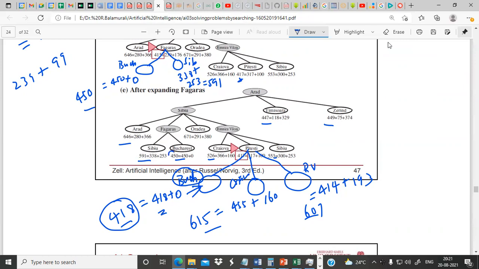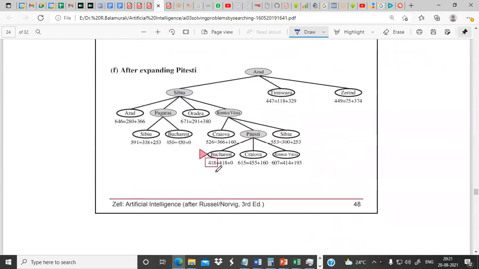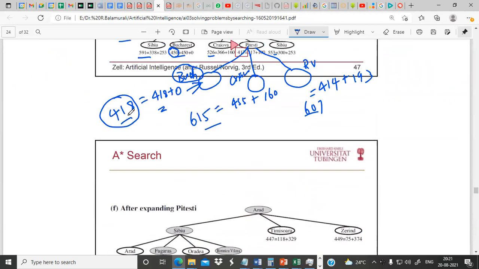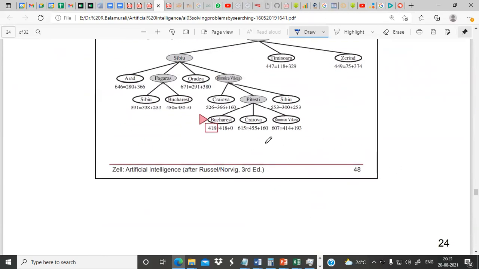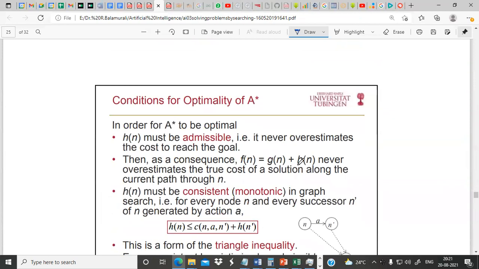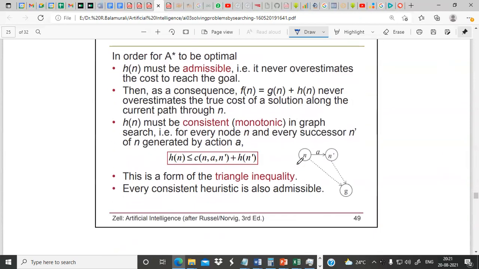Okay, because this cost, you see, it is 450. But this cost was explored at first, whereas this cost is only 418. Okay. So this is how this algorithm works, and this is the last step. So what we got value here, it is correct, 418, 615, and 607, right? Okay. So this is the basic idea of A-star algorithm.